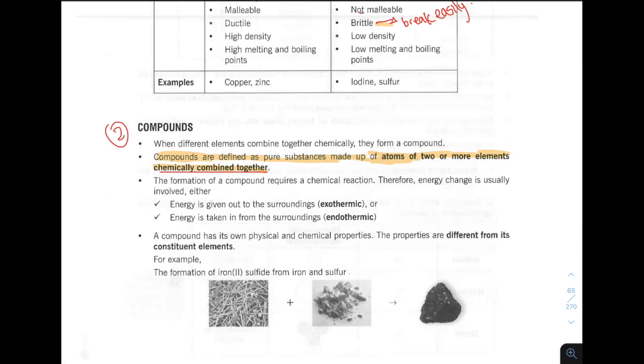Okay, and they are mainly made up of two or more different elements. If they are the same, it's most probably not a compound, it will be an element. Okay, and of course they are also pure substances, meaning they will have a fixed melting and boiling point.